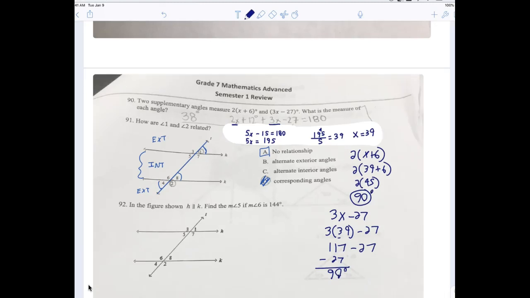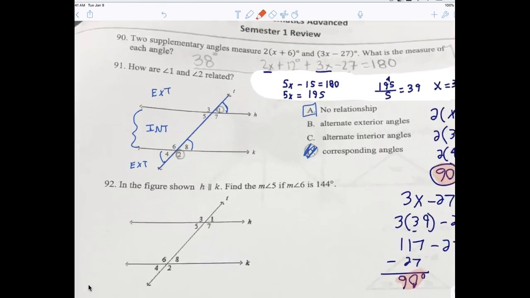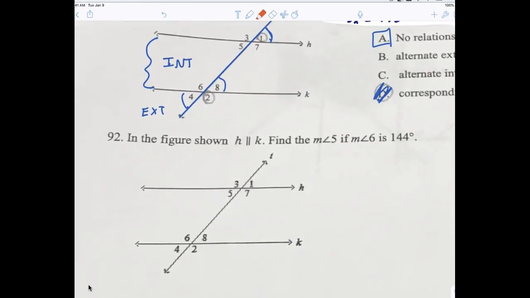So the two angles for this problem are both what? 90 degrees. You with me? Yes. All right. Now, I really want you to concentrate. It says, read this up here. In the figure shown, H is parallel to K. Find the measurement of angle 5 if the measurement of angle 6 is 144.